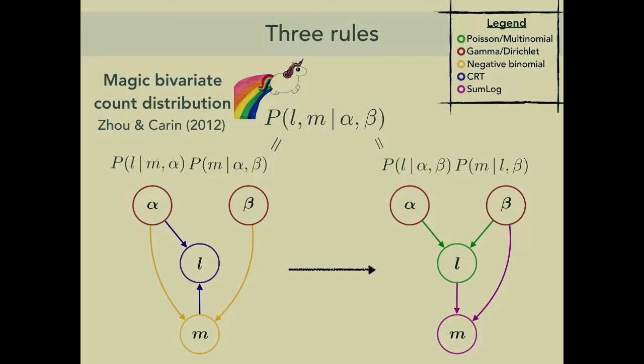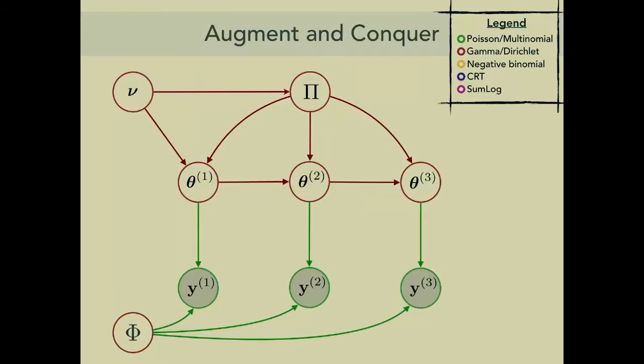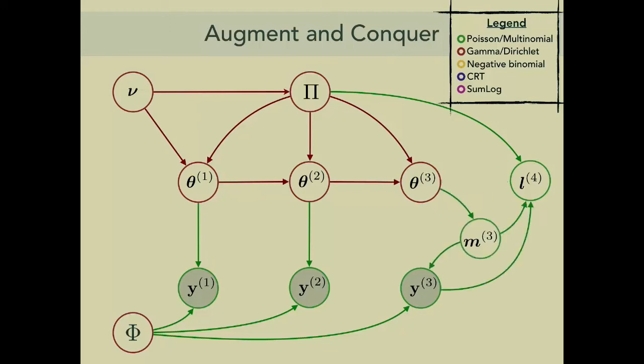Okay? And that's going to be important. I'll show you why. So here's the original model as I defined it. And the first thing we're going to do is augment it with a Poisson. Now we're going to use rule number 1. We're going to re-represent the y and L under the multinomial Poisson. Now we get to integrate out theta 3, so m becomes a negative binomial.